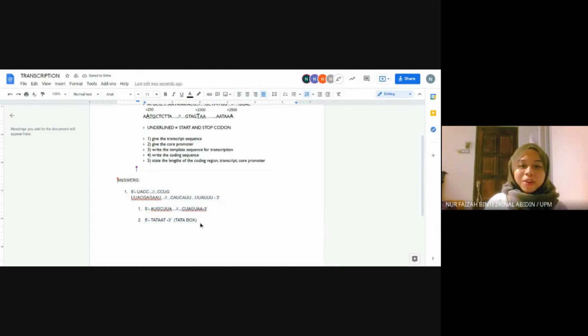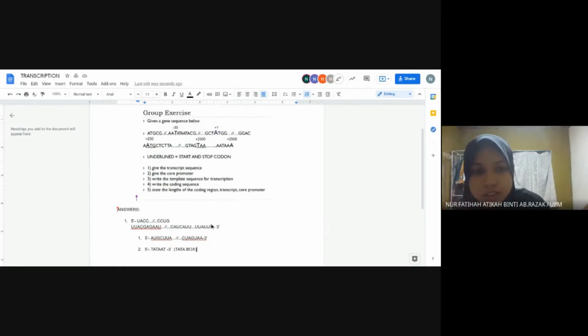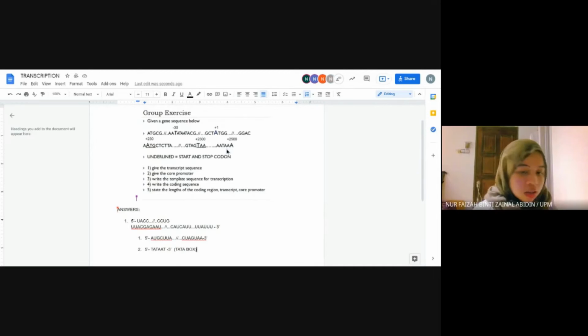Okay, next we are going to discuss the third question, which is to write the template sequence for the transcription. Do you have any answer to share? Yes, I have. My answer is that it starts from the initiator, which is the +1 codon until the +2500 codon. 2,500.